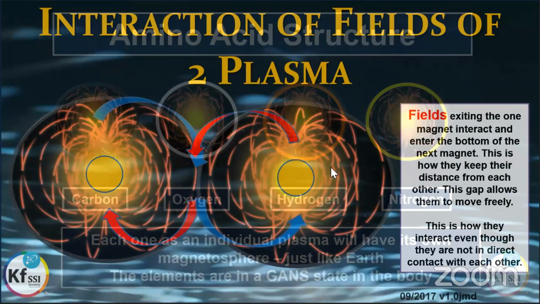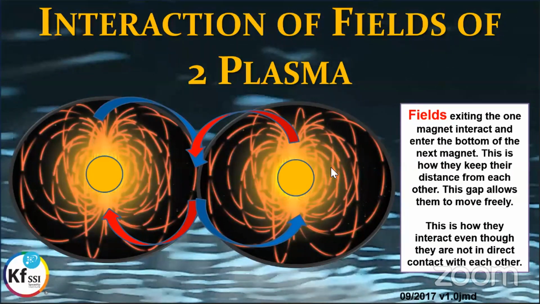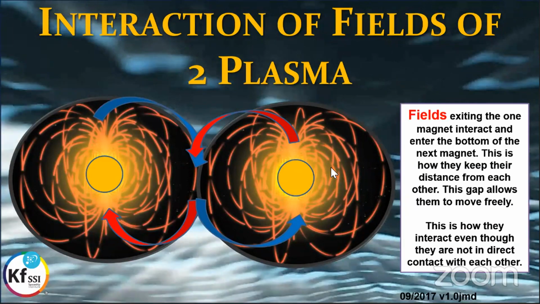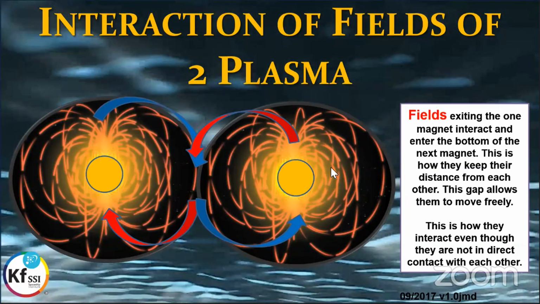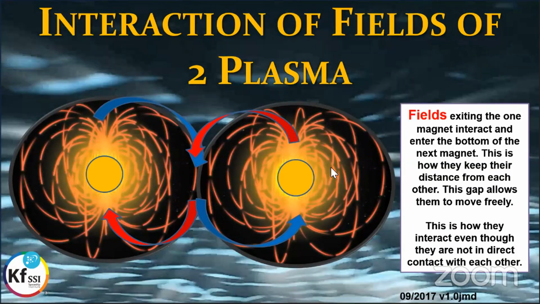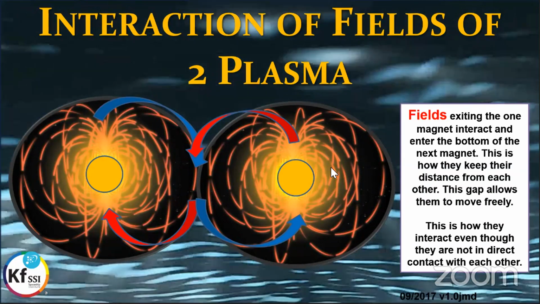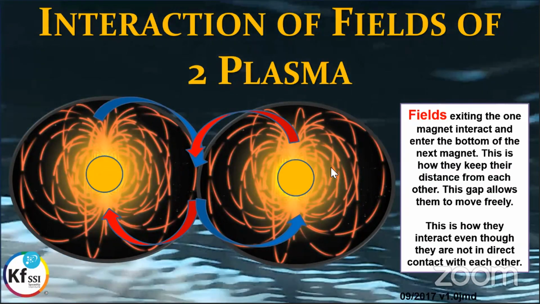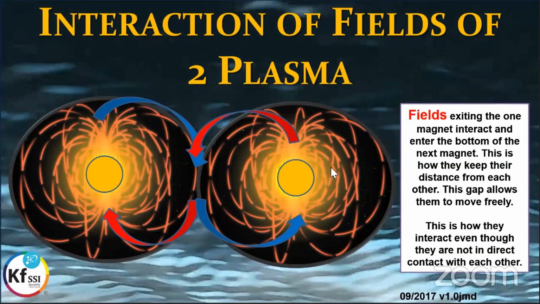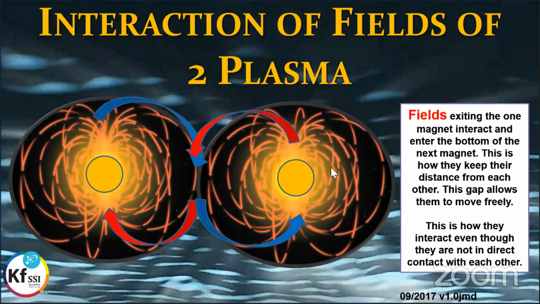As a review from last year, when we have a look at the interaction of two plasmas with the fields, it's essentially the fields exiting the one magnet, if you want to call the magnets plasmas, and entering the bottom of the next one. And this is how they will keep their distance from each other. You have the one flowing out into the bottom of the other one, and so you have this flow interaction between the two, and depending on the strength of either one, they will keep a certain distance between each other.